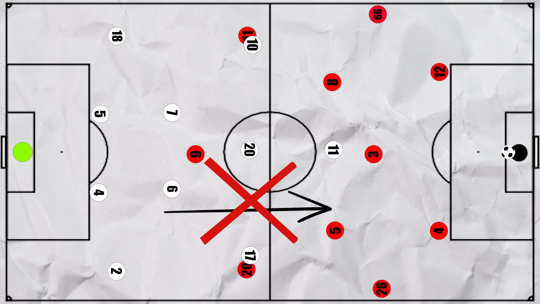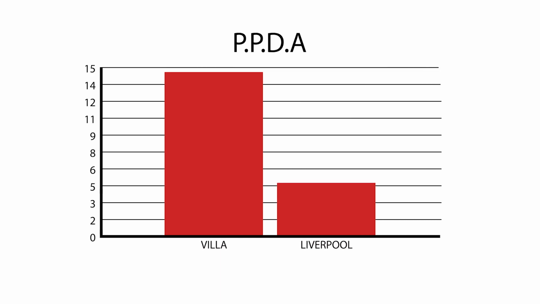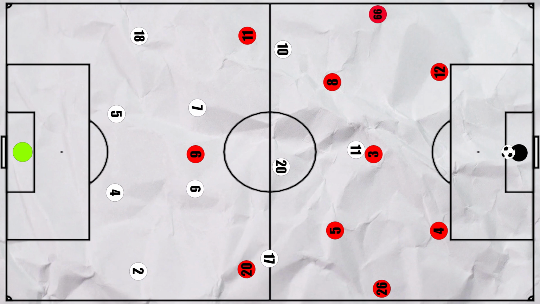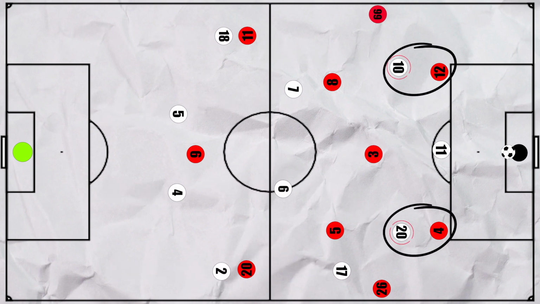Villa didn't always press, probably aided by the fact that they were ahead early on, so they could afford to sit deeper, and they had a much higher passes per defensive action of almost 15. So on occasion, Villa were willing to press high in these scenarios, with Grealish and Barkley pushing onto the centre-backs whilst Trezeguet stayed deeper.